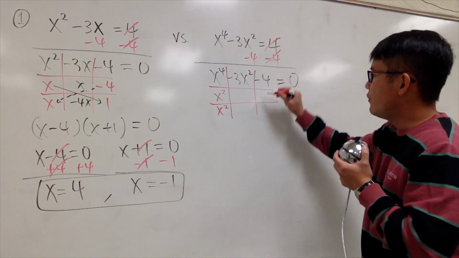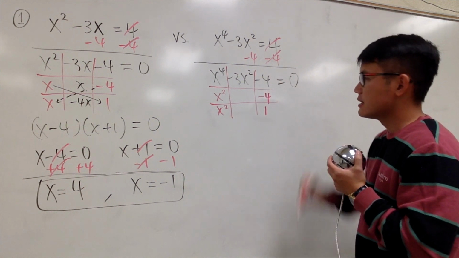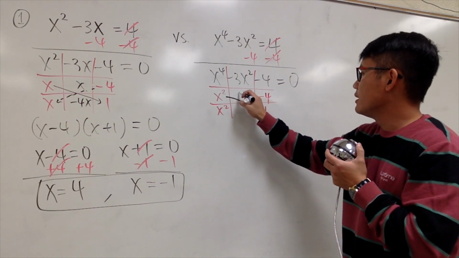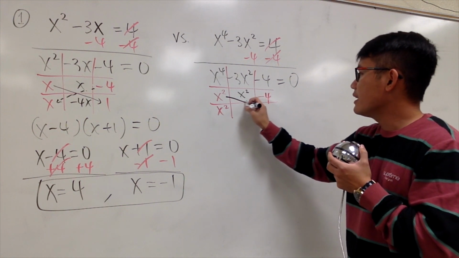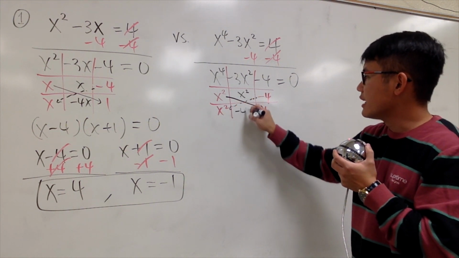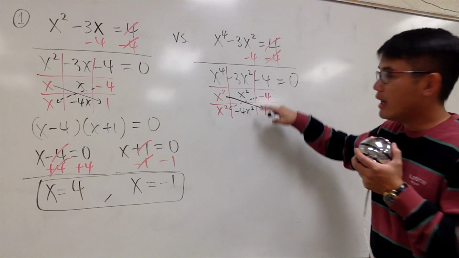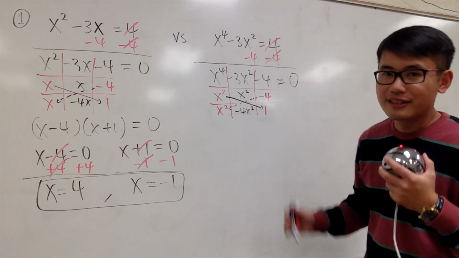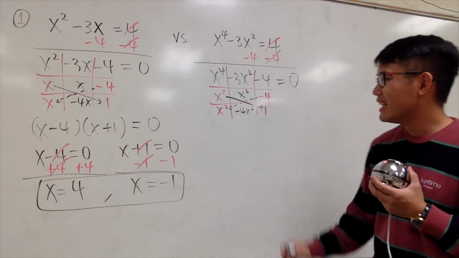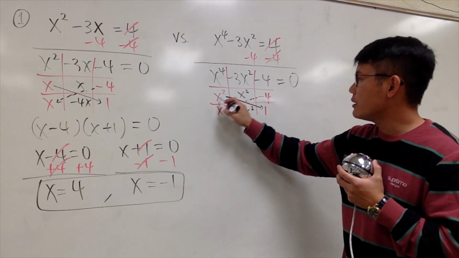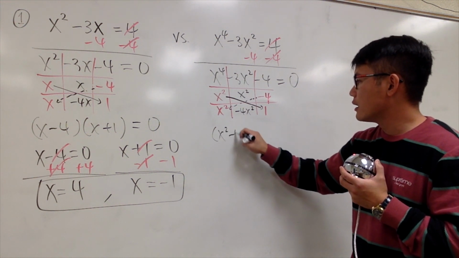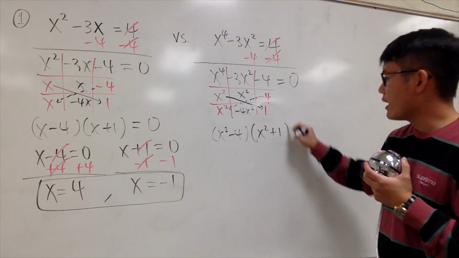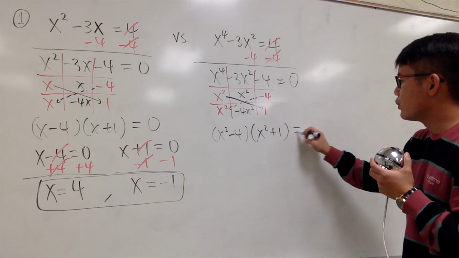And to get negative 4, I'm going to use negative 4 and positive 1. We know this is going to work because x squared times 1 is positive x squared, and negative 4 times x squared is negative 4x squared. Combine these two terms together, we get negative 3, and the x squared stays the same. So we know we did it right. The factoring for this is x squared minus 4, that's the first one, times the other one, x squared plus 1. And we still have this equal to 0.